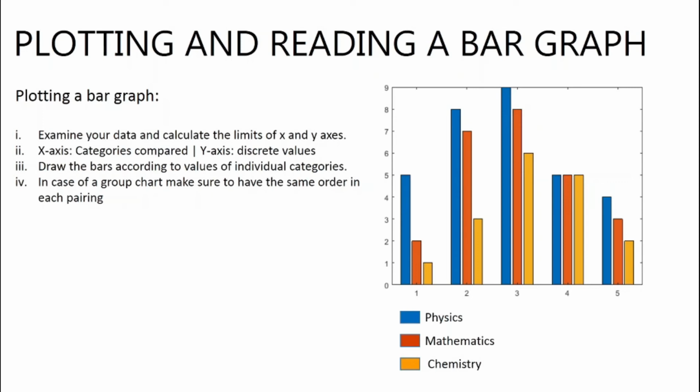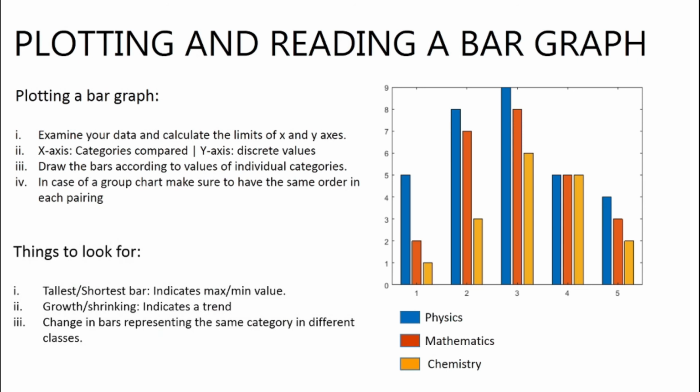The last point is, in case of a group chart, make sure you have the same order in each pairing. This is a group chart, right? I cannot have physics, maths, chemistry in the first one and maths, chemistry, physics in the second one. They all have to be in the same order. So these are the four points which are to be kept in mind while drawing a bar graph.